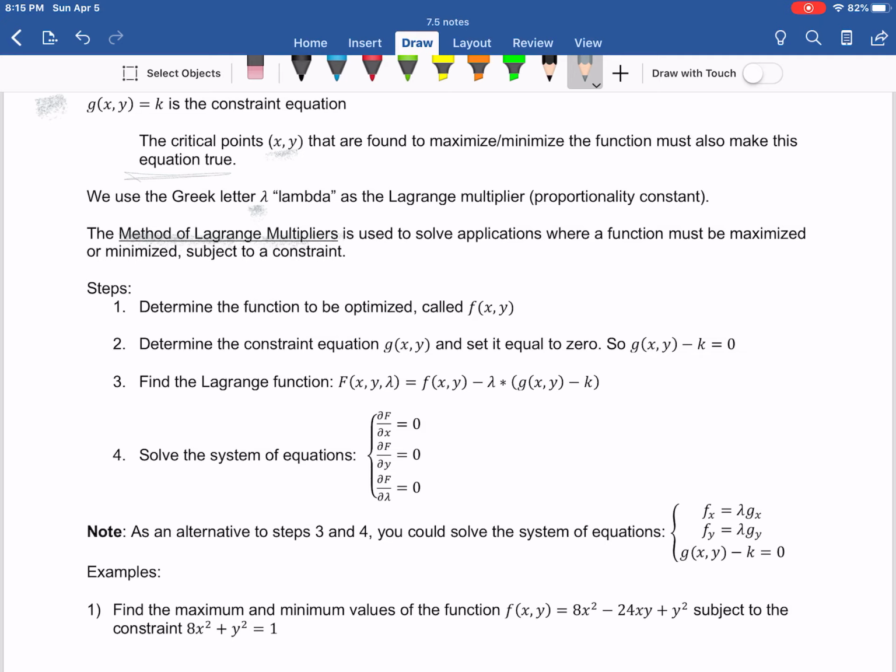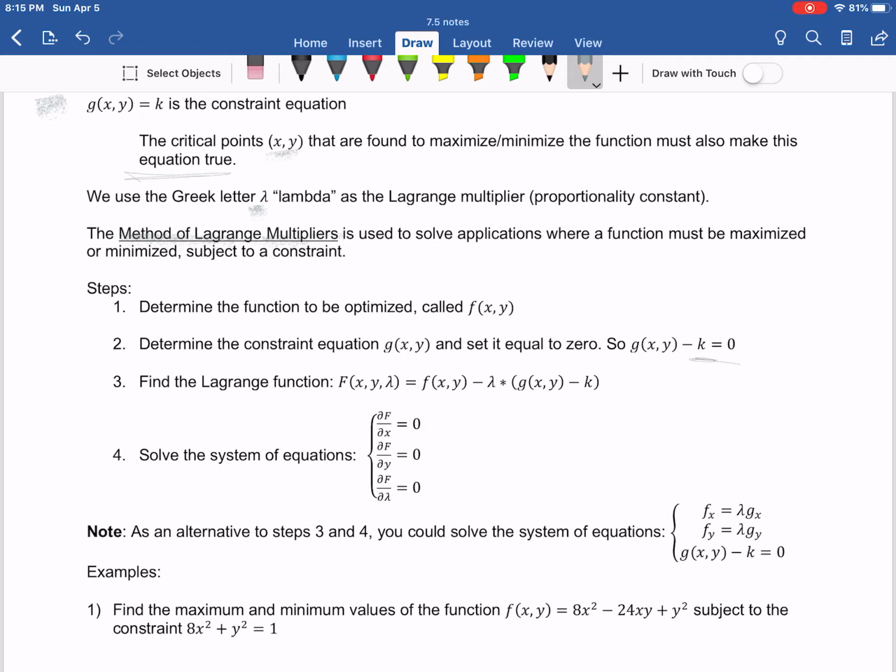So the first step you want to do is determine that function you want to optimize. That's typically going to be given to you. We're going to call it f of x, y in general, but it could be cost, profit, revenue, whatever. Number two is to determine the constraint equation. We're going to call that g of x, y, right? Set it equal to 0, which just means subtract that constant k over to the other side. Now it's equal to 0. It's easier to differentiate then.